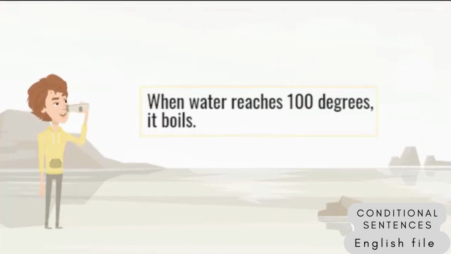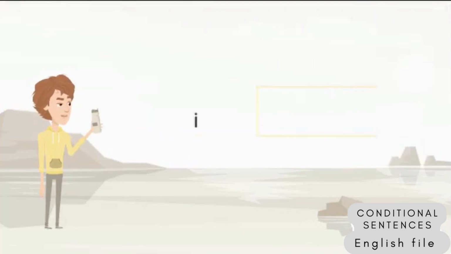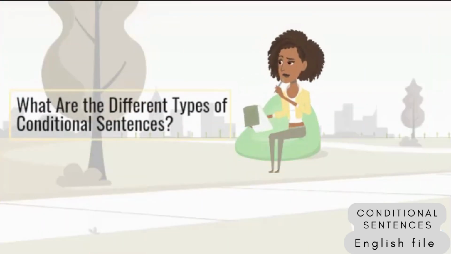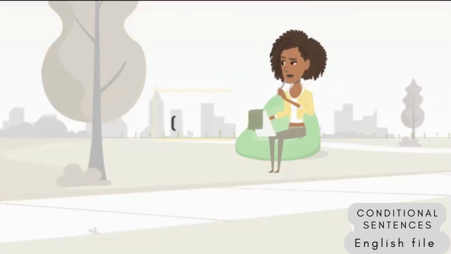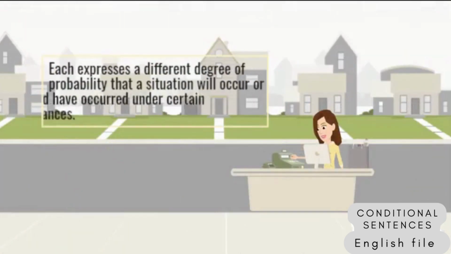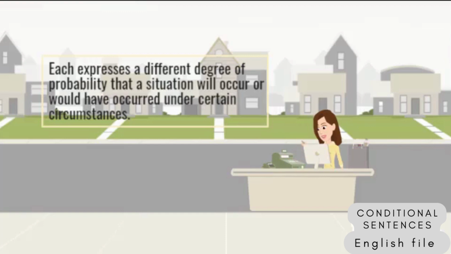When water reaches 100 degrees, it boils. What are the different types of conditional sentences? There are 4 different types of conditional sentences in English. Each expresses a different degree of probability that a situation will occur or would have occurred under certain circumstances.